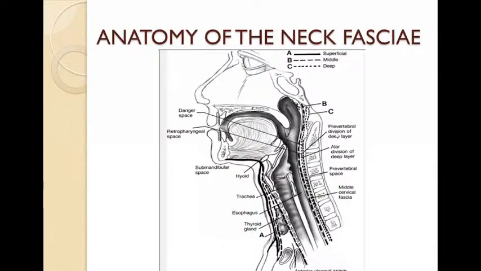So this is just to show you the prevertebral space where our retropharyngeal abscess was forming. Okay, so you have a prevertebral division of the deep layer, you have an alar division of the deep layer, and then you have a prevertebral space, and in front of it is what we usually call the retropharyngeal space. And you can see this space tracks all the way down.